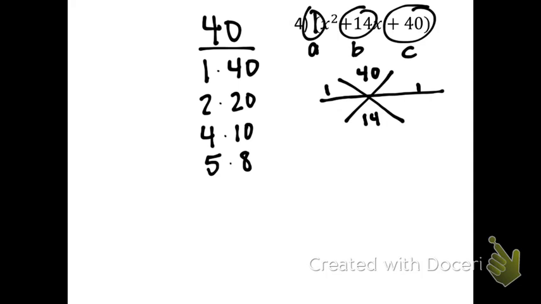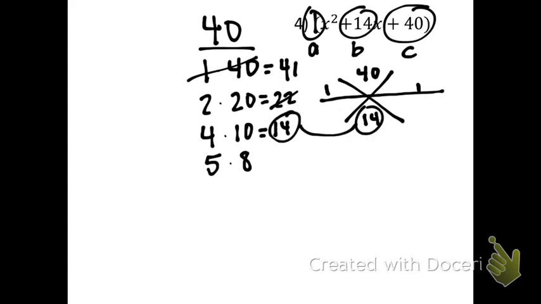Then we add these up. So 1 plus 40 is equal to 41. Is 41 equal to 14 right here? No, it's not. So we know that doesn't work. 2 plus 20 is 22. Does that one work for our B? No, that doesn't work. 4 plus 10 is 14. Is that equal to our B? Yep, this is it. So since that's the case, we know that we could put a 4 or a 10 here and 4 or 10 here.